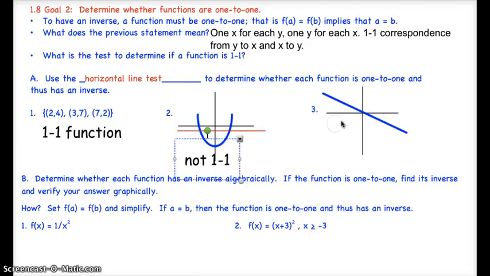Number 3, if we try the horizontal line test, would we pass or would we fail? And we see that we would pass the horizontal line test. So this is a one-to-one function.